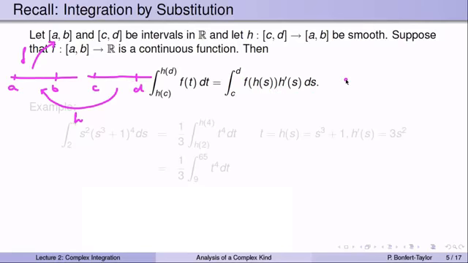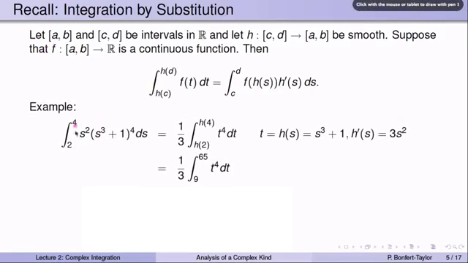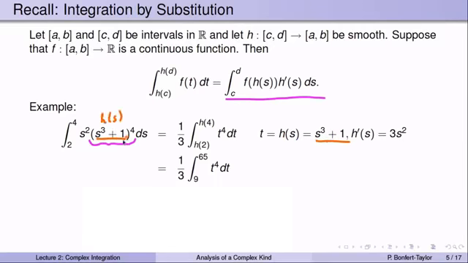Let's look at an example to remind you how this goes. Suppose you wanted to integrate from 2 to 4 the function s squared times s cubed plus 1 to the 4th power ds. We recognize that that is an integral of the form on the right, where this is my function f of h of s. If I set h of s to be s cubed plus 1, so this right here is my h of s, then here I see h of s to the 4th power. And over here, I see almost h prime of s. h prime of s is 3s squared. So I need an extra 3 there, and then that is h prime of s.